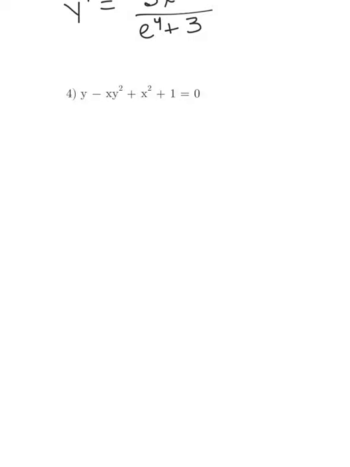On example 4, where we have the equation of y minus xy squared plus x squared plus 1 equals 0, notice that we have another one of those terms with both variables in it. So this means that we need to use the product rule on that term. The first term, as we start it, will be the derivative of y, which is just 1, but because it was a y, we have to write y prime.